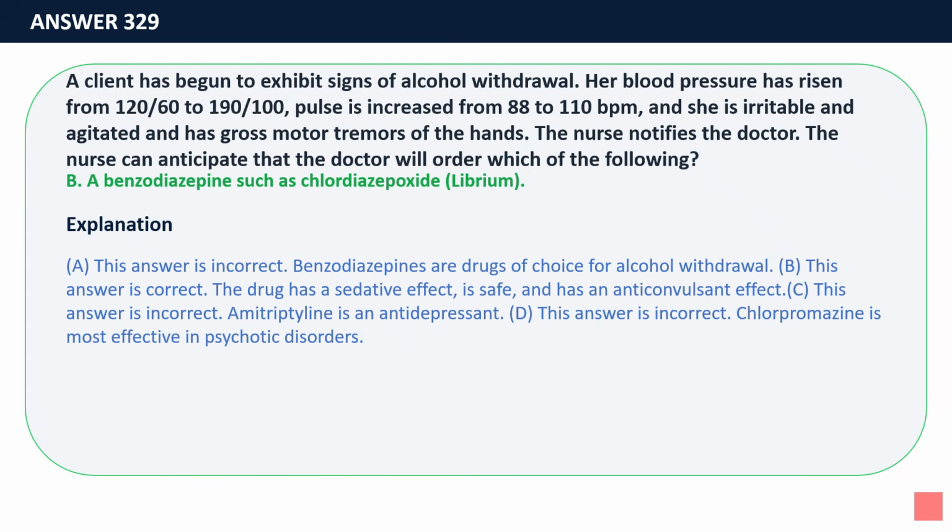Explanation: A. This answer is incorrect. Benzodiazepines are drugs of choice for alcohol withdrawal. B. This answer is correct. The drug has a sedative effect, is safe, and has an anticonvulsant effect. C. This answer is incorrect. Amitriptyline is an antidepressant. D. This answer is incorrect. Chlorpromazine is most effective in psychotic disorders.